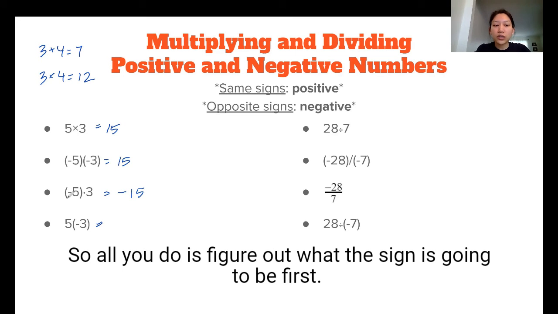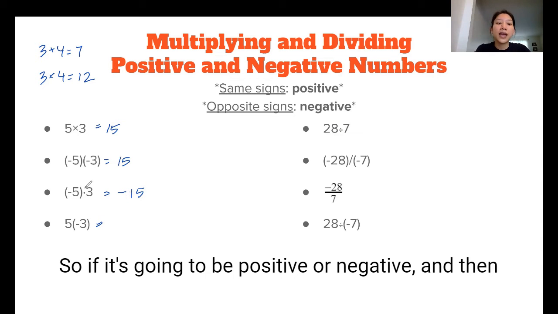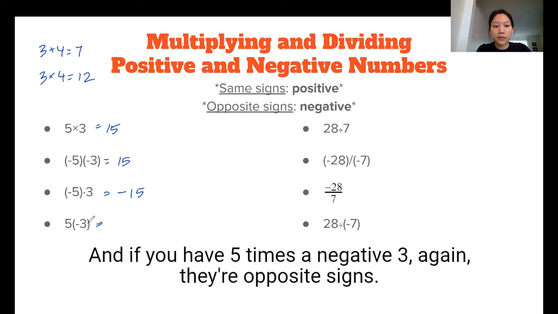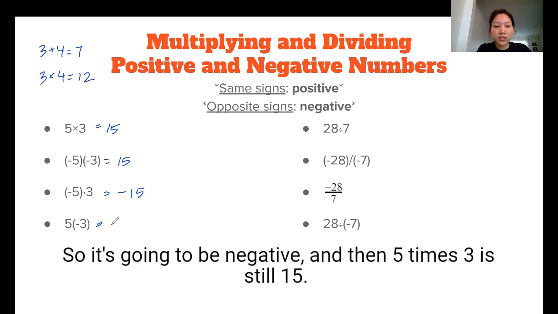So all you do is figure out what the sign is going to be first. So if it's going to be positive or negative, and then you do the multiplication. So 5 times 3. And if you have 5 times a negative 3, again, they're opposite signs. So it's going to be negative, and then 5 times 3 is still 15.